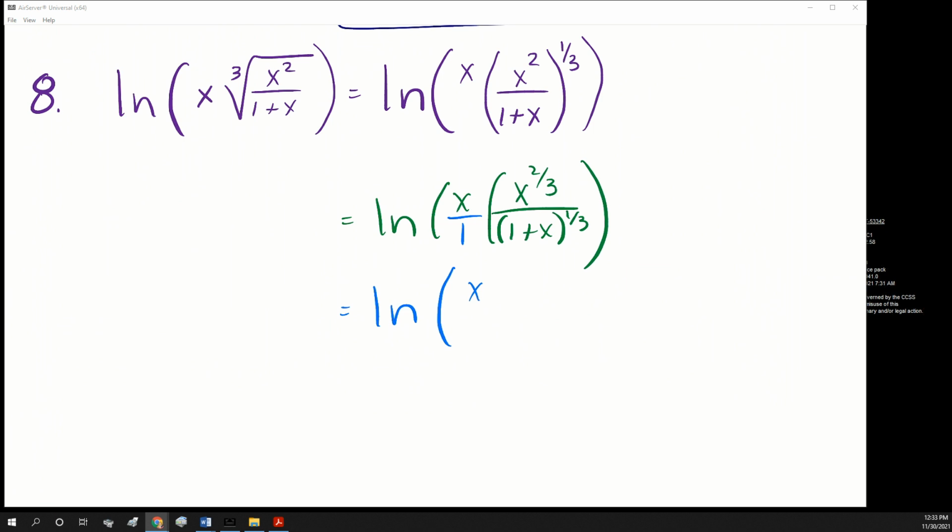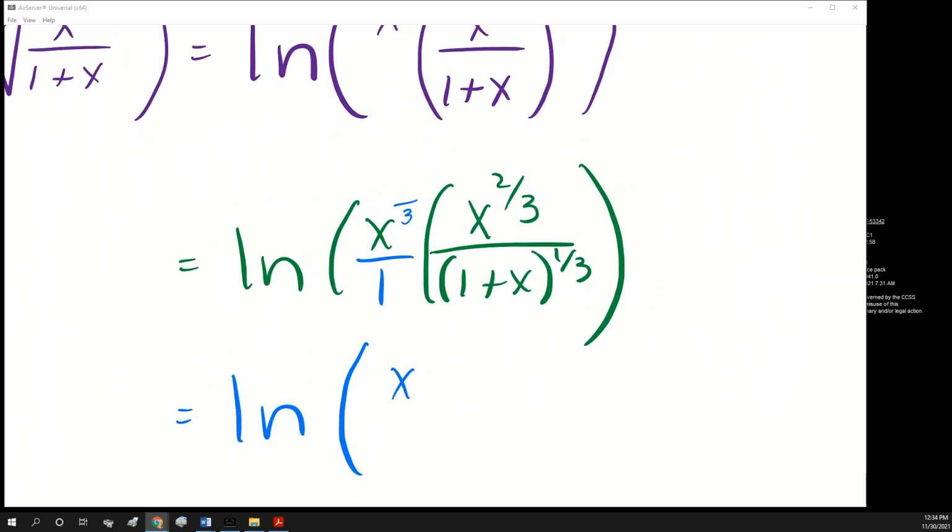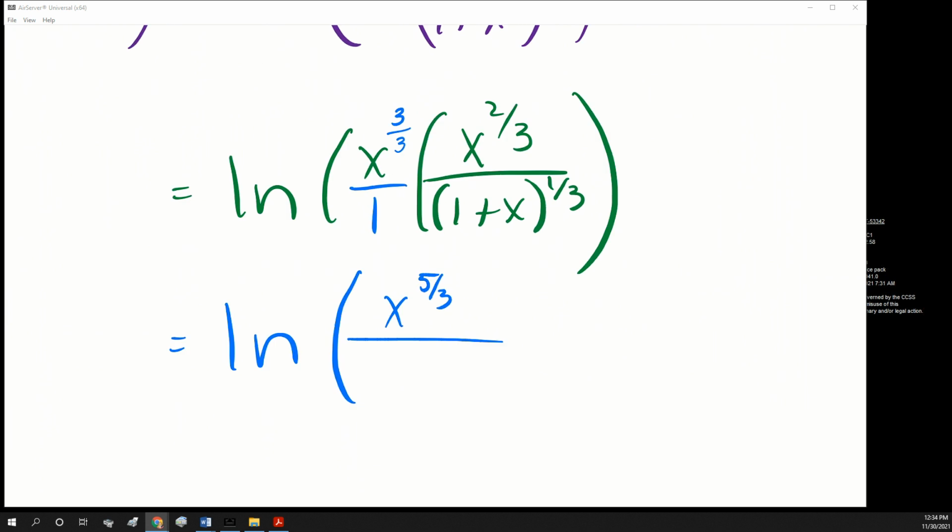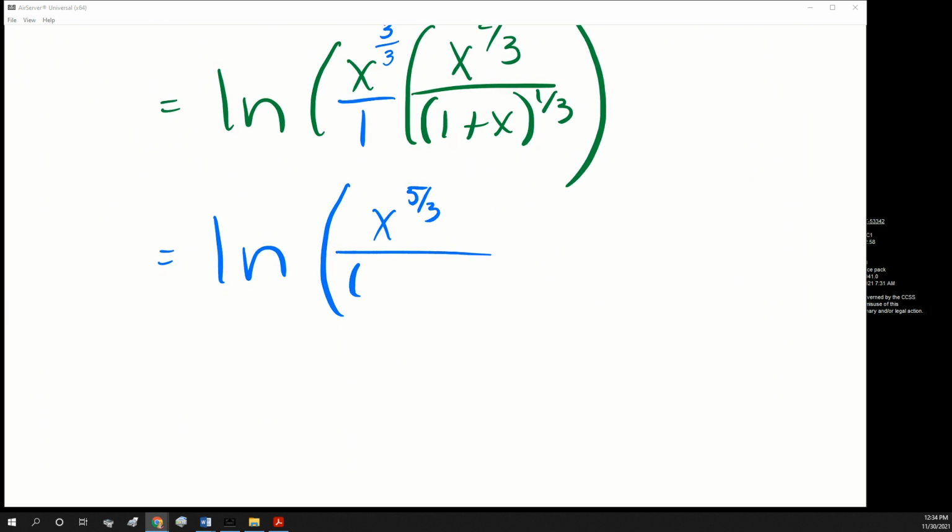To multiply fractions, you multiply across the numerator and across the denominator. So when you're multiplying, what do you do with the exponents? You add. So what is 1 plus 2/3? 5/3. So if you can't do that in your head, it's okay. So your common denominator would be a 3. So you want to write 1 as so many thirds. Well, 1 is 3/3. And then when you add, that's going to be 5/3. And then multiplying across the denominator just leaves you with that 1 plus x to the 1/3.